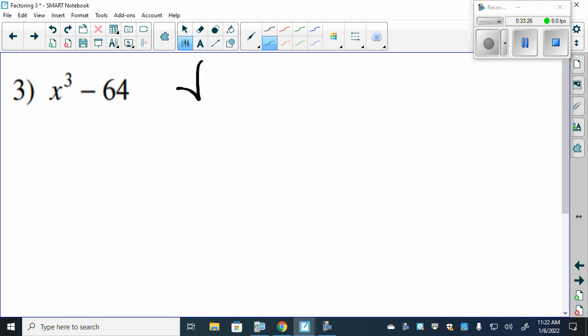So here we want to see if we can take the cubed root of x cubed and the cubed root of 64.